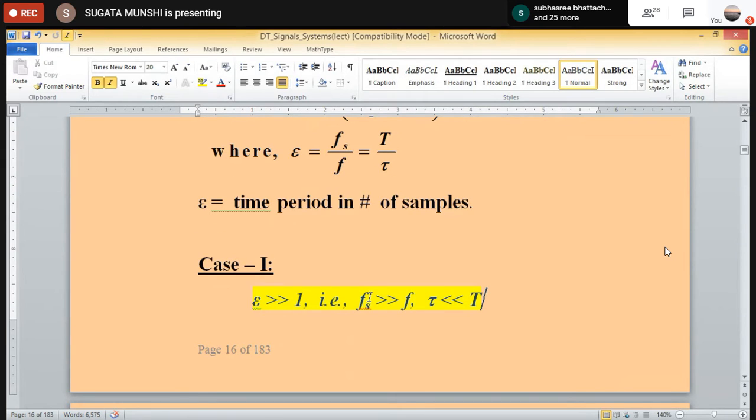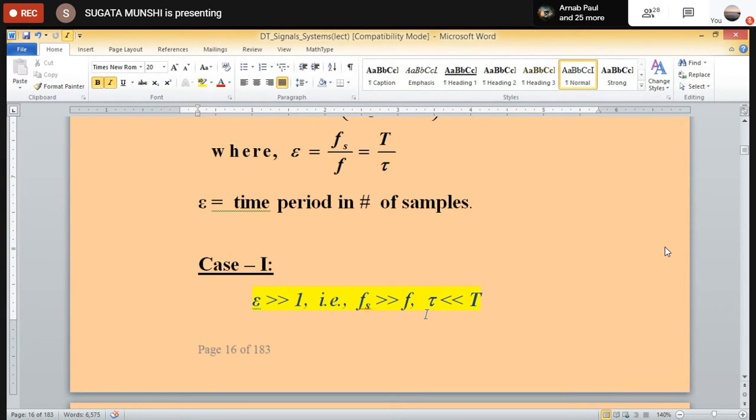Case 1 is when epsilon is very large compared to 1. That means the sampling frequency is very large compared to f, implying that the sampling interval is very small compared to capital T. This situation I have already shown. There will be a large number of samples in every cycle, so it will not be a problem to get back the original sinusoid from its sampled version.